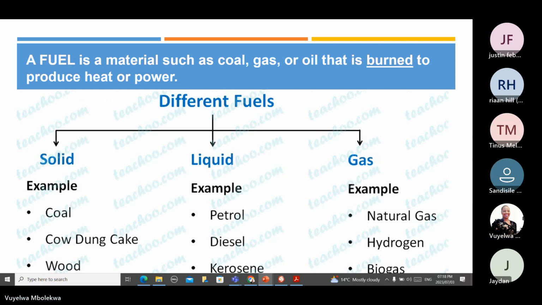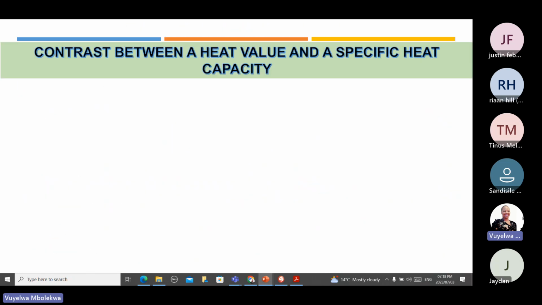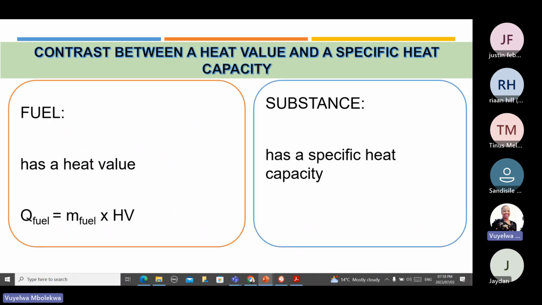Now, you need to know a few examples of fuels, because first and foremost, you need to identify a fuel when it's given. So if they say hydrogen, you need to identify that that is a fuel, because a fuel will have a heat value, whereas a substance will have a specific heat capacity, so that you don't confuse those two. A fuel will have a heat value and the substance will have a specific heat capacity.